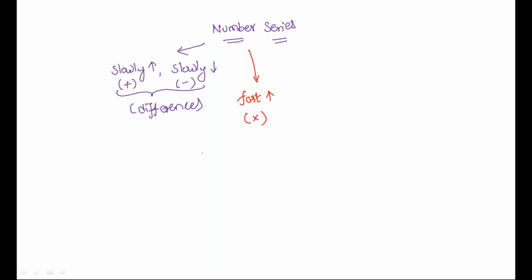They'll do some addition or subtraction extra, or else into 2 plus 4, into 3 plus 9, into 4 plus 16, into 5 plus 25. There is some extra factor there. But internally there is some multiplication you can identify if numbers are fast increase. How to identify that, I'll discuss in the questions, don't worry. If numbers are fast decrease, there is some division happening internally. If numbers are fast increase, there is some multiplication going to happen.